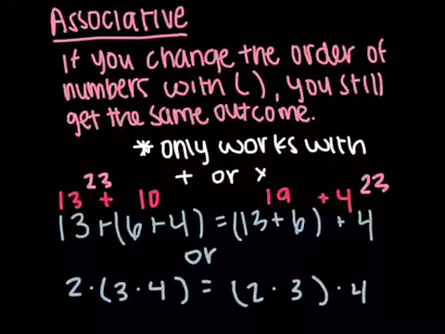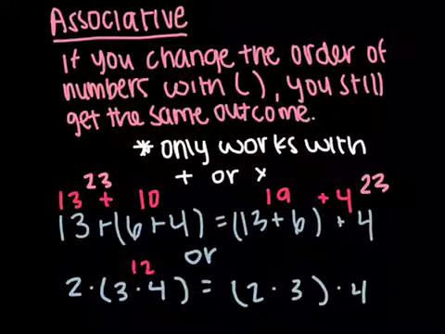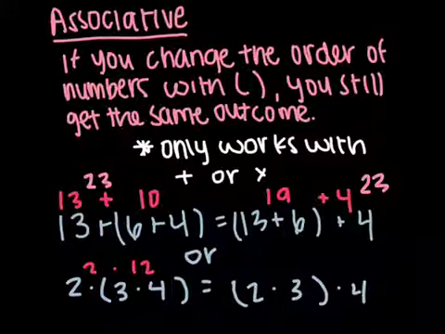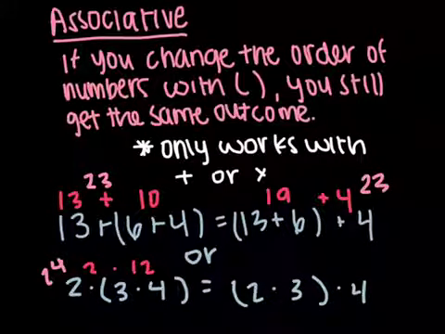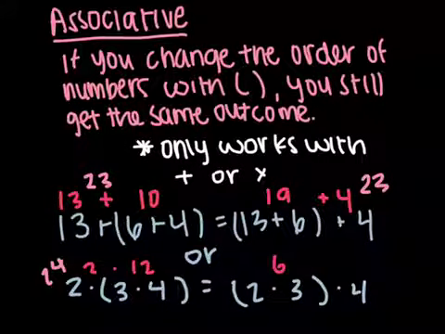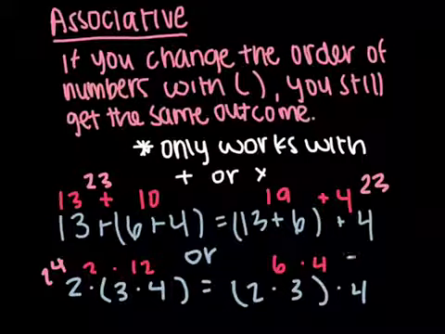Now in multiplication, same thing applies. PEMDAS first, so parentheses, 3 times 4 is 12, times 2, and you get 24. There we go. And on this side, parentheses first, 2 times 3 is 6, and 6 times 4 is also 24.